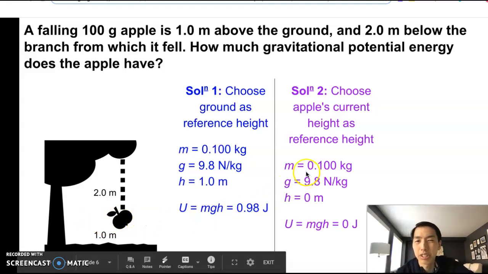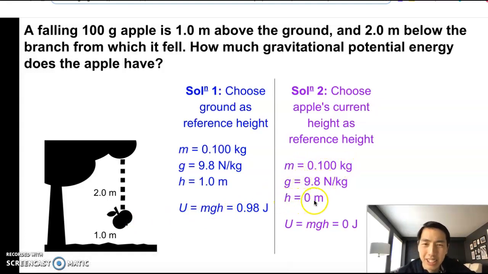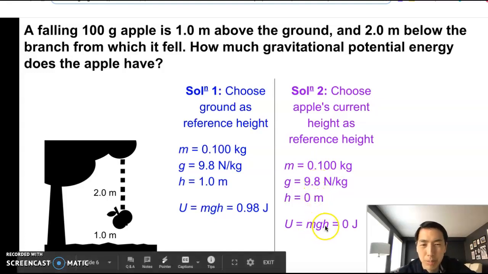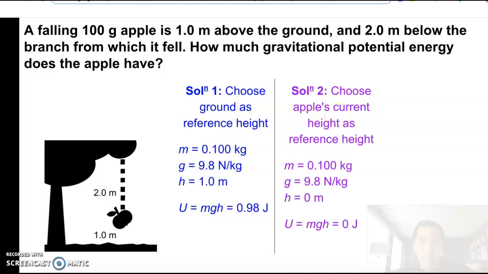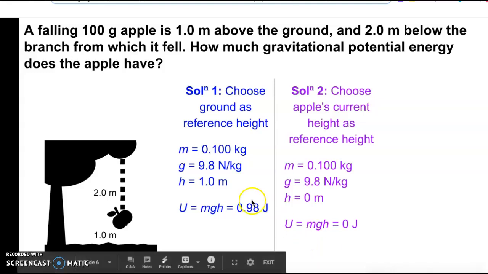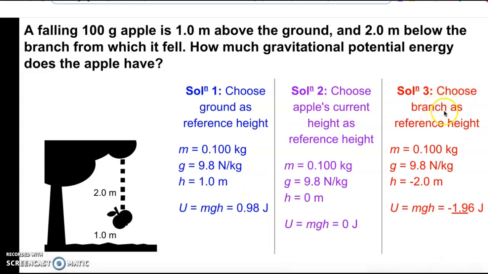So when I list the variables, mass is still the same, g is still 9.8, but now the height is 0 meters. And when I multiply m times g times h, anything times 0 is 0 joules. That would be the right answer if I chose the apple's current height as the reference height. And then a third option, well, not a final option, but the final one for this slide, is what if I choose the branch that it fell from as the reference height?